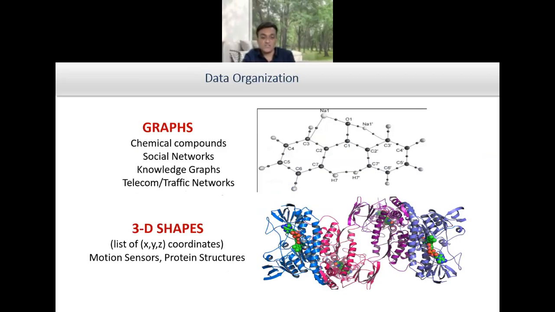The next organization is all about graph data. It is a very popular kind of data these days, widely used in Facebook, social networks, Twitter, and LinkedIn. These are all graph data. Other examples are chemical compounds, social networks, knowledge graphs, telecom data, and traffic networks.